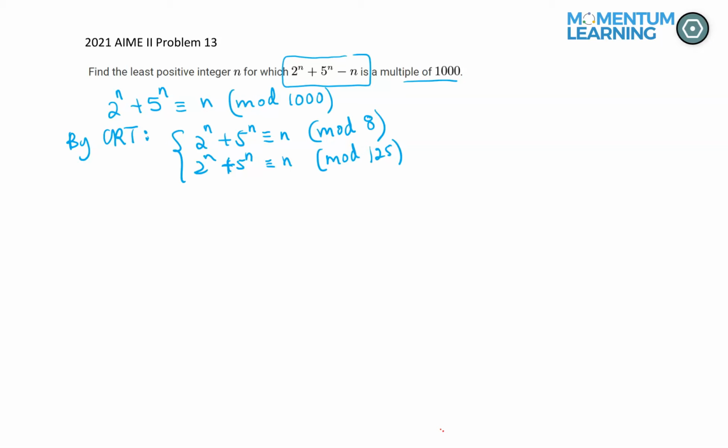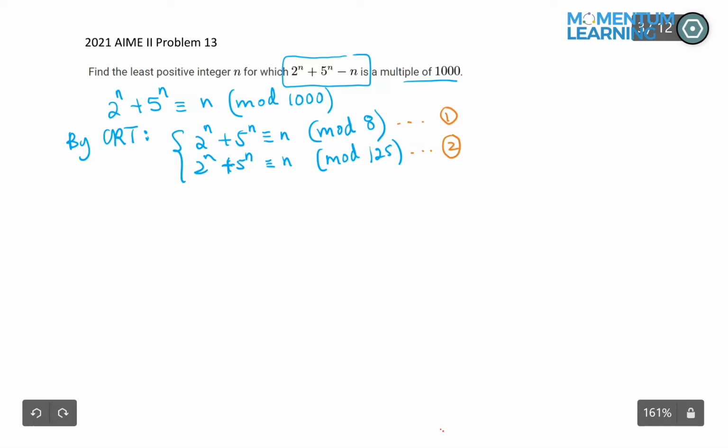When you look at these two, you would probably realize that modulo 8 is probably the easier one. Modulo 125 will be slightly harder because with exponential forms, trying to make the calculations modulo 125 is significantly more cumbersome. Let me just go ahead and say that this is congruence 1, and this one is congruence 2.